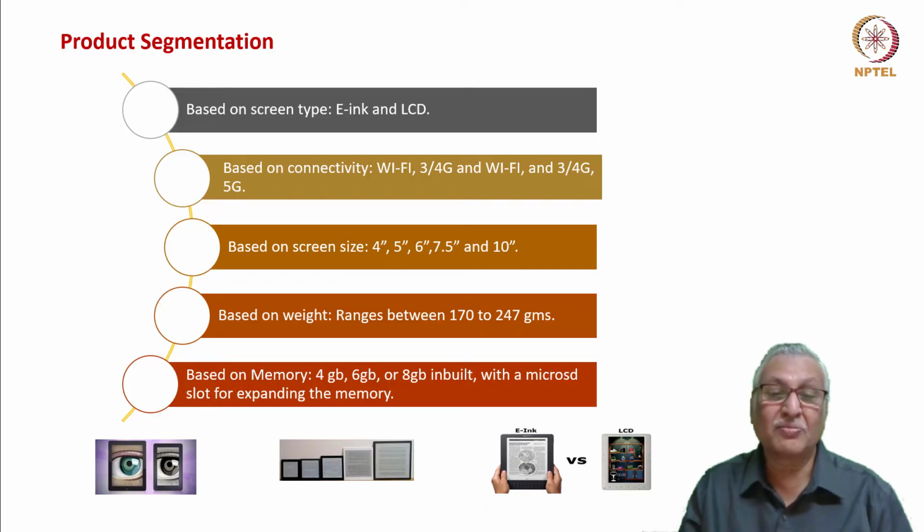You can also segment based on the lightness and the portability of the device. And the devices range between 170 to 247 grams depending upon the nature of the screen. And you can also segment based on the memory that is internal to the product, 4GB, 6GB or 8GB. You can also segment based on the extension of memory that is possible with a micro SD card.